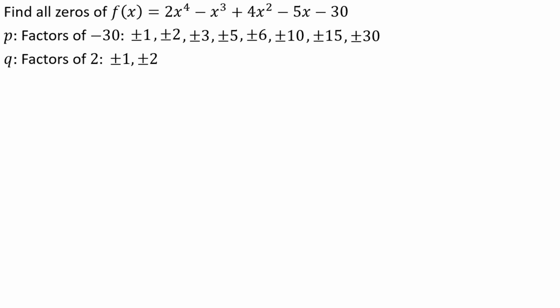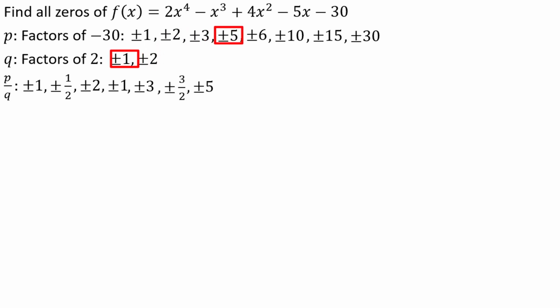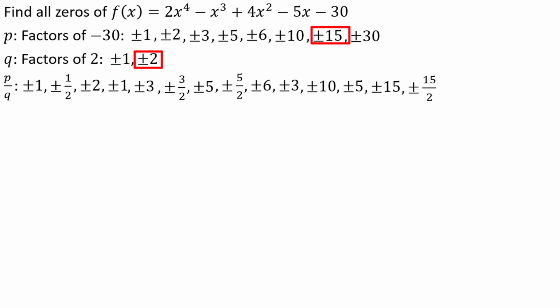Our list of possible factors includes every value in our p list divided by every value in our q list. We have plus or minus 1 over plus or minus 1, which is plus or minus 1, 1 over 2, which results in plus or minus 1 over 2, 2 over 1 for plus or minus 2, 2 over 2 for plus or minus 1 again, 3 over 1 for plus or minus 3, 3 over 2, plus or minus 5 over 2, plus or minus 6 over 2, which is just 3, plus or minus 10 over 2, which is 5, plus or minus 15 over 2, plus or minus 30, and plus or minus 30 over 2, which is 15.